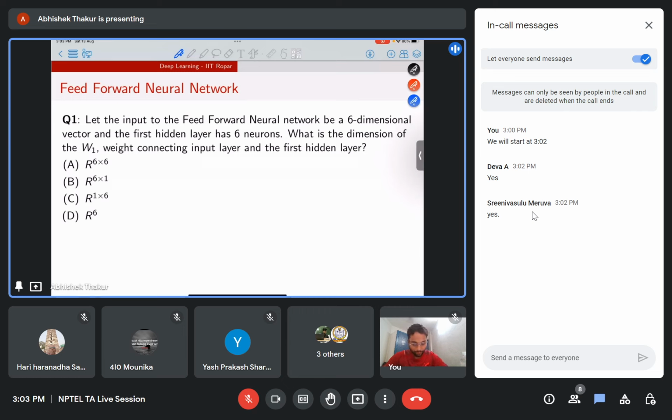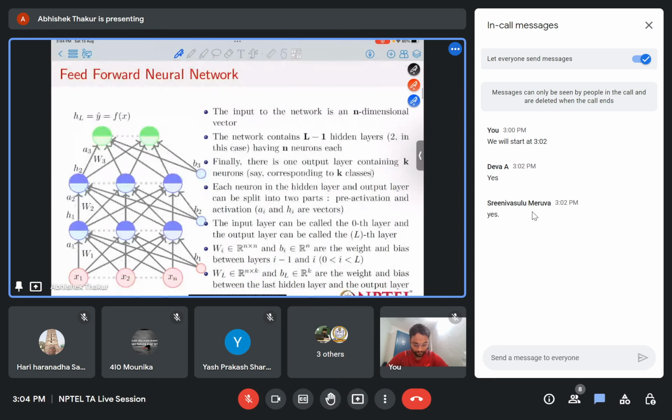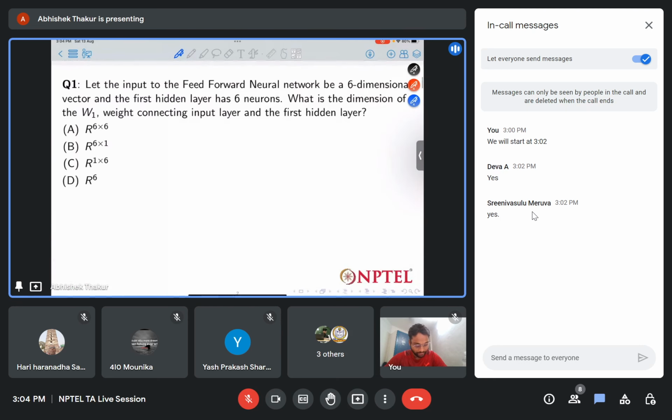The first question is: let the input to the feed forward neural network be a six-dimensional vector, and the first hidden layer has six neurons. What is the dimension of W1, that is, the weight connecting the input layer and the first hidden layer? Before that, we'll see what a feed forward network looks like, and the neurons in the hidden layer, and after that we will solve this question.